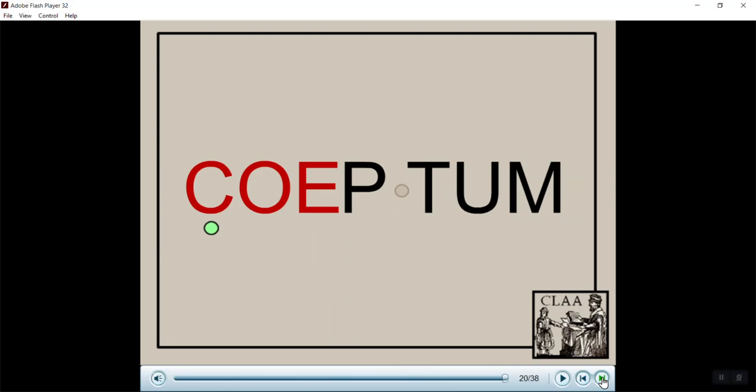Here's another word with the letter k. In classical Latin, we would read this word coeptum. In church Latin, it would sound different. The letter k is followed by a diphthong that is pronounced e. Any time the letter k is followed by the sound e, we read it with the sound ch. In church Latin, this would be read ceptum. In classical Latin, it would be coeptum. In church Latin, it's ceptum.